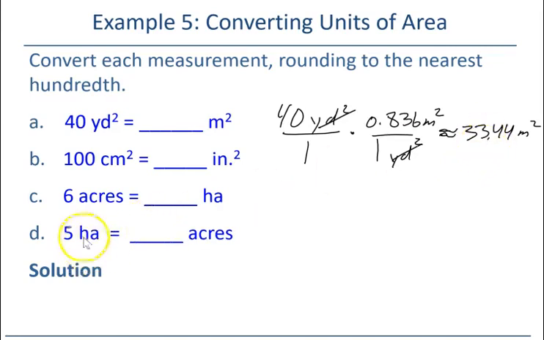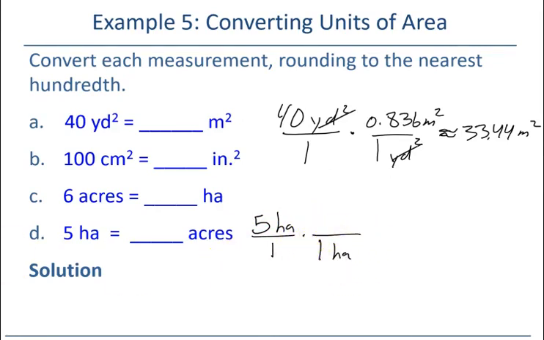Well, let's look at another one here. How about this one right here? Let's do this 5 hectares. I'm probably saying that wrong because of my horrible pronunciation. I've got 5 ha over 1. Well, I'm going to multiply that and figure out how much is 1 ha.